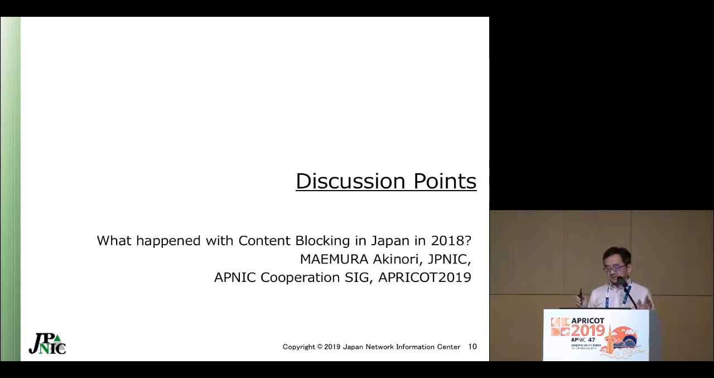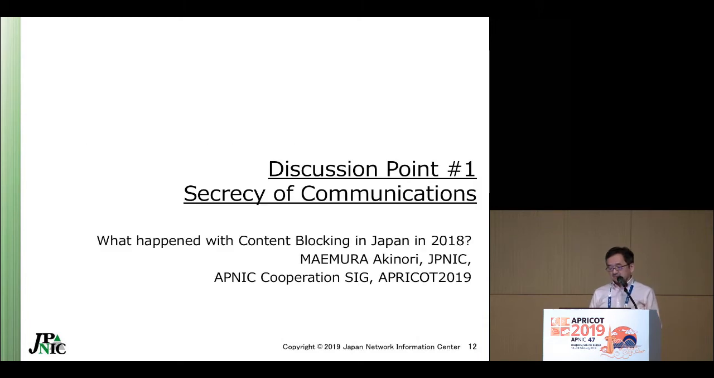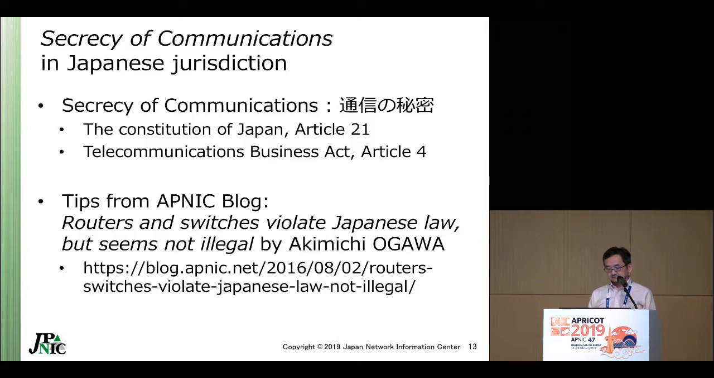Then discussion points, we have two or three discussion points. One is the secrecy of communication, which is a concept within Japanese legislation. And the second point is the approaches to address piracy other than blocking. Discussion point number 1, secrecy of communications.